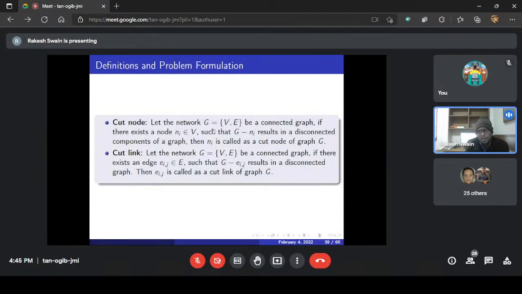Let a network, if you say the network is a graph having vertices and edges, be a connected graph. If there exists any node such that removing or disconnecting that node disconnects the total graph into two or more components, that is nothing but your cut node. Similarly, for a cut link, disconnecting that link gives you a greater number of components in the graph. So you can introduce the cut node and cut link here.